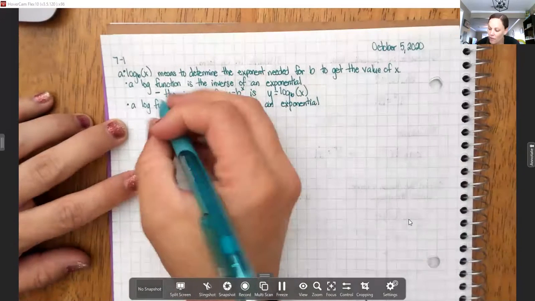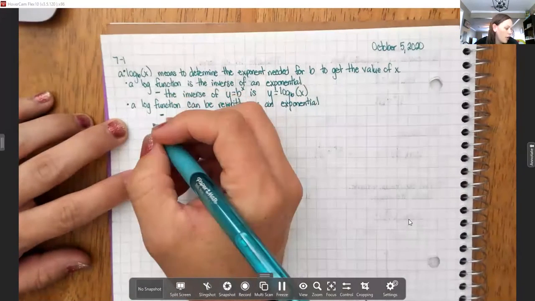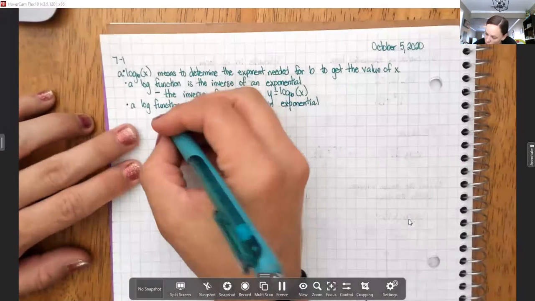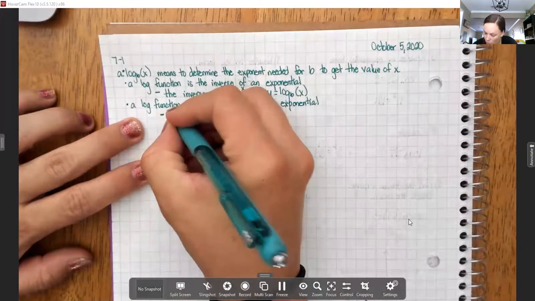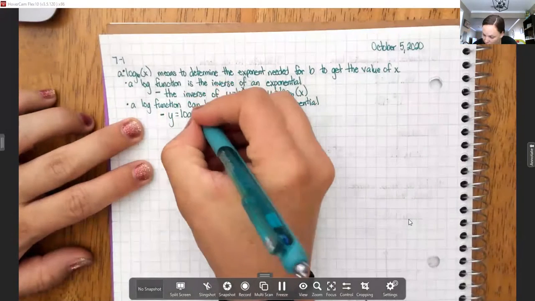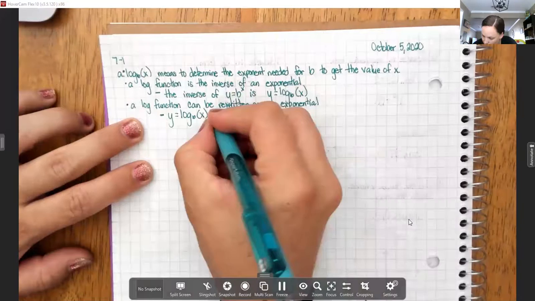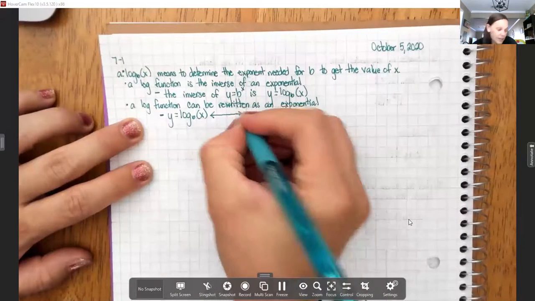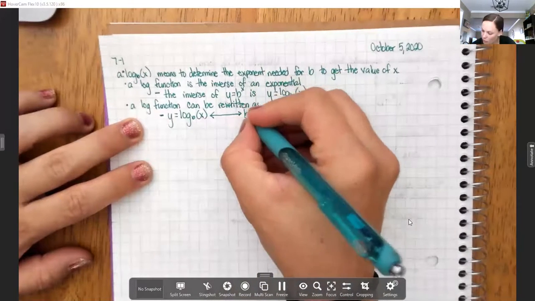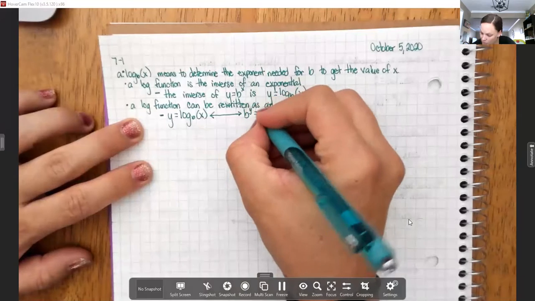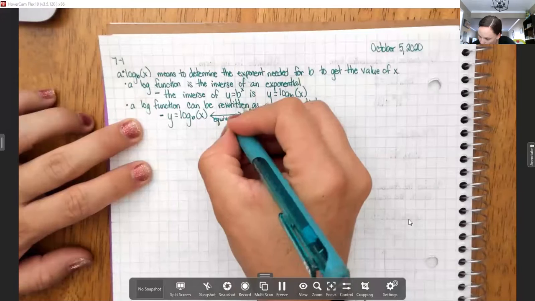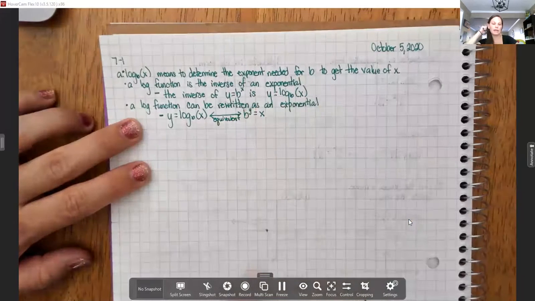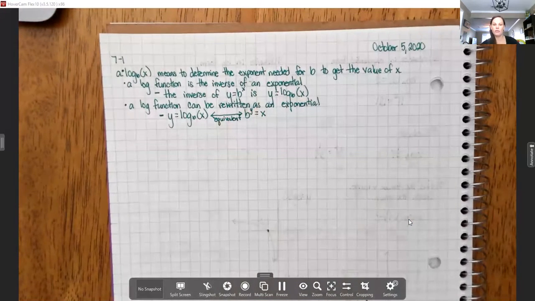This is a little bit confusing, but we should know that y equals log base b of x is equivalent to b to the y equals x. Those mean the exact same thing, just rewriting it differently.